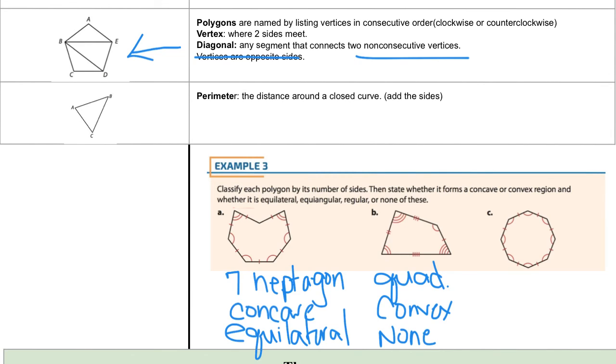Look at C. First of all, let's count the sides. 1, 2, 3, 4, 5, 6, 7, 8. 8. Octo. O-C-T-O, octagon. Convex or concave? My diagonals would all be inside, so it's convex. And is it equiangular? Yes, all angles are the same. Is it equilateral? Yes, all sides are the same, so it is regular.